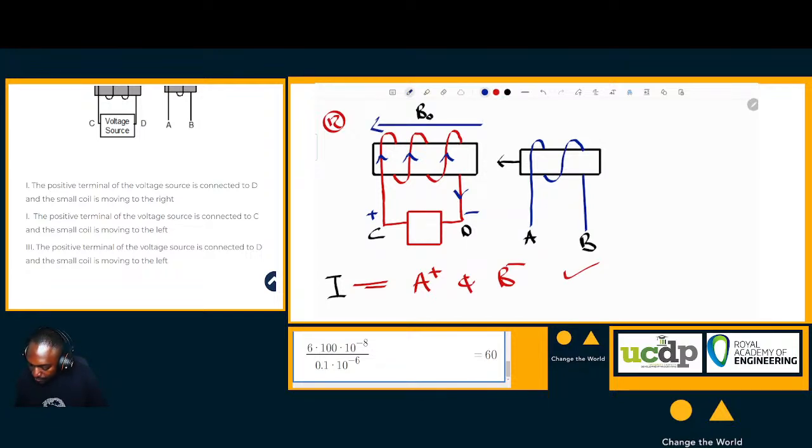That's your B. Okay, and now what happens to the induced magnetic field? Now we have got the left coil moving towards. So if the left coil is moving towards, what do we expect the direction of the induced magnetic field to be? It's moving towards.